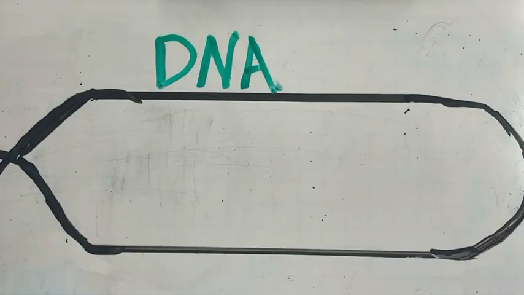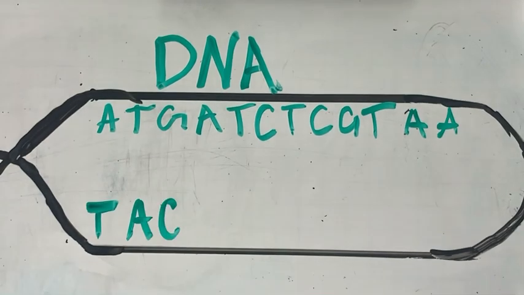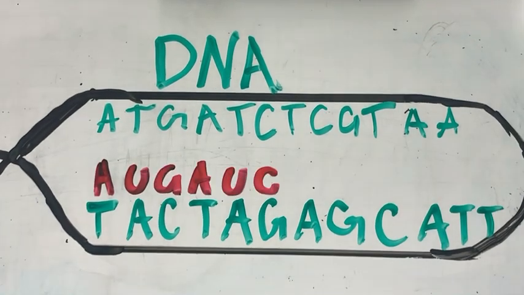Third, a new translation is started when the mRNA leaves the nucleus to go through the nuclear pores, which goes through to the ribosomes.